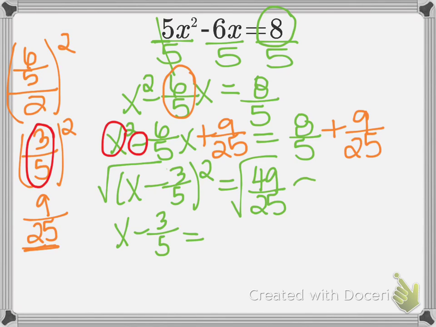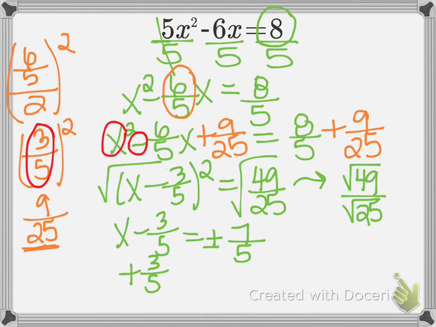This, actually, remember, you can either do this in your calculator or keep in mind that a square root can be broken up. So 49 and 25 are both perfect squares, so I can just actually make this plus or minus 7 over 5. So that's actually not so bad. Now I'm ready to add 3/5 to both sides.